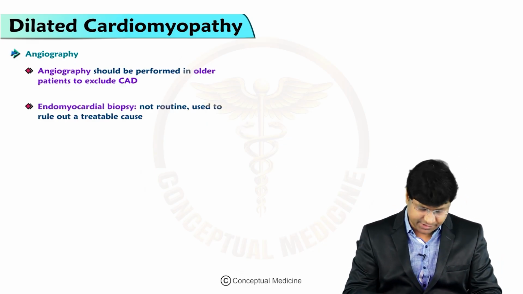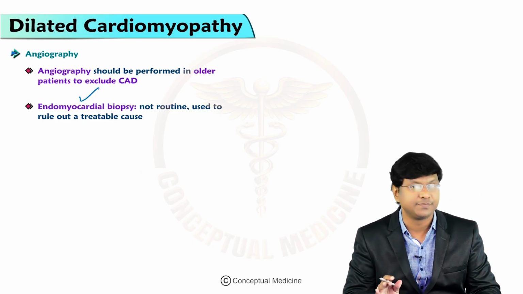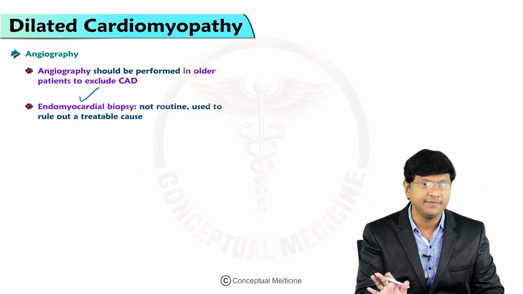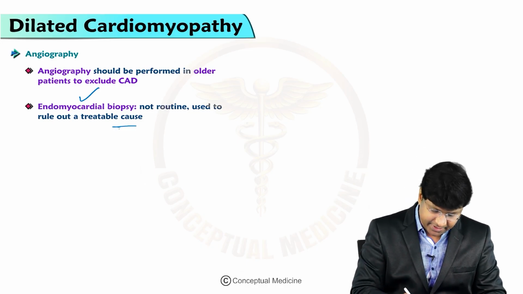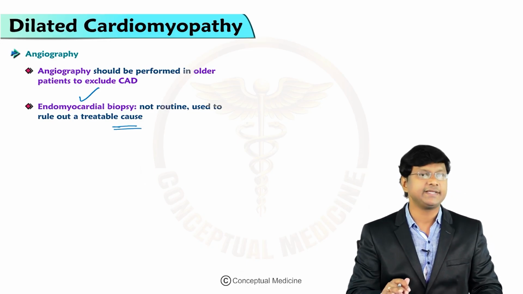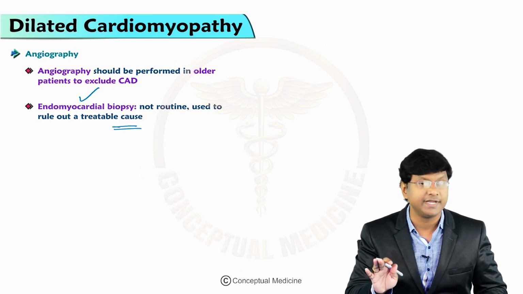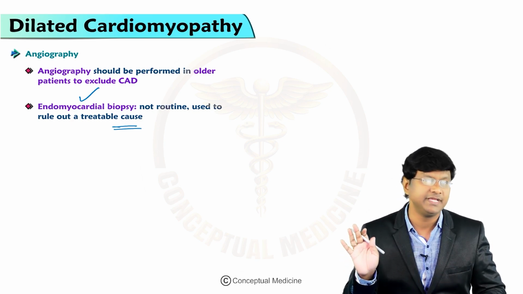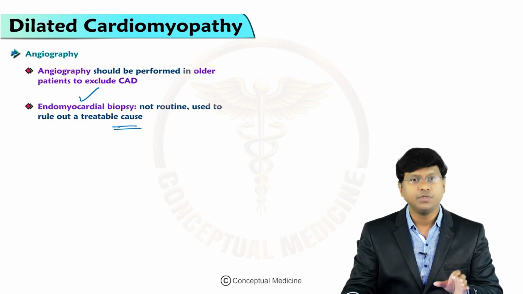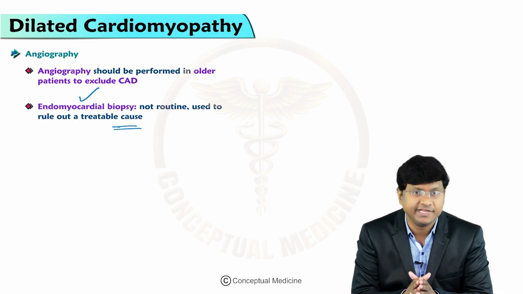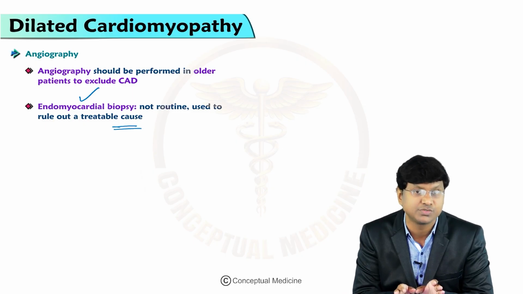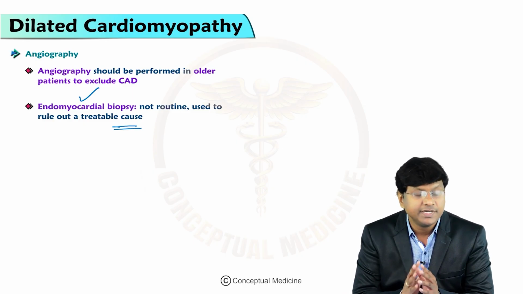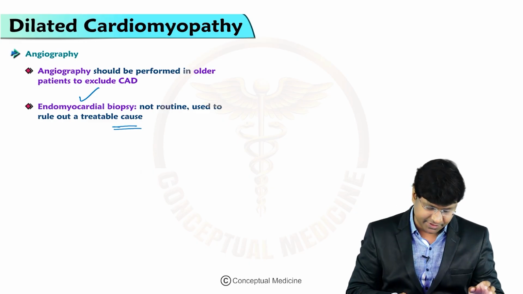And other investigations like the endomyocardial biopsy. This is not routinely done. This is mainly used to rule out a treatable cause. But in dilated cardiomyopathy, endomyocardial biopsy is not routinely done. Now, after having discussed the investigations, what is the investigation of choice, or that which will confirm the diagnosis? That will be your 2D echo. Now let me discuss the treatment in these individuals.